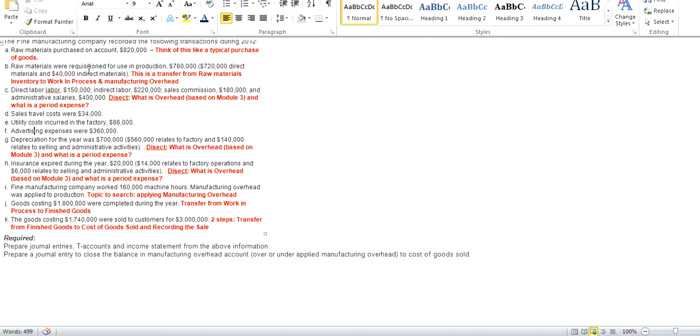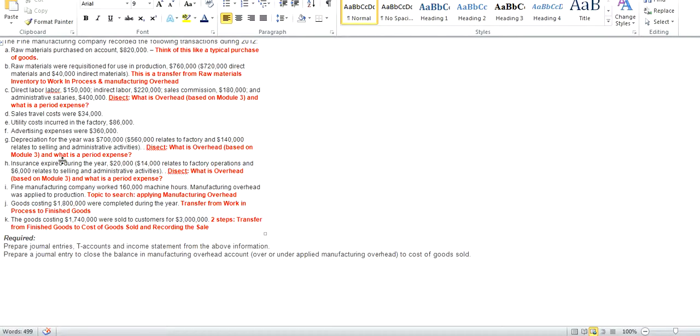Depreciation will follow the same line of thinking as B and C. 560 is related to the factory, so that will be debited to manufacturing overhead. And 140 is related to the selling and administrative activities. Therefore, the 140 is a period cost that we can debit to depreciation expense immediately, and the credit will go to accumulated depreciation, your standard journal entry.